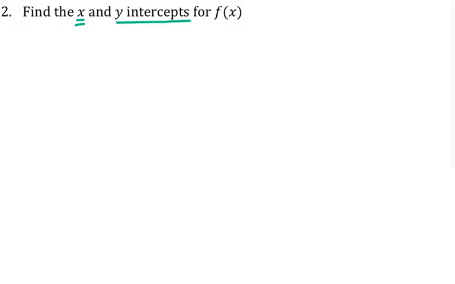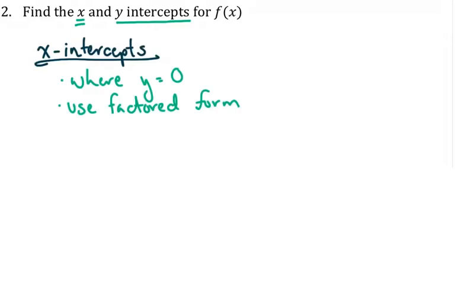So let's start with the x-intercept since that's new. For the x-intercepts, you're going to want to use factored form. So we're going to use factored form here. We're going to use the f of x from question 1. Here's the factored form. It's the one at the beginning of the question.